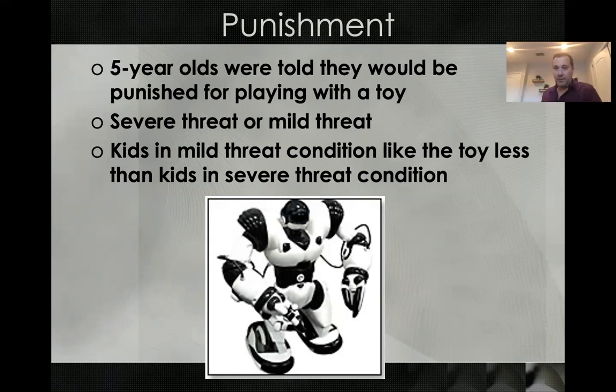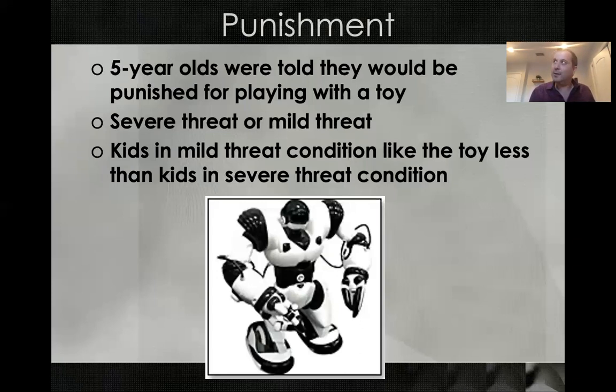These kids also don't play with the toy. And when they're later asked, okay, do you want to play with that toy? They're thinking, well, I want to play with that toy. I didn't play with the toy a few minutes ago. Why did I not play with the toy? Well, obviously it wasn't about the threat because the threat was only mild, right? So why did I not play with the toy?